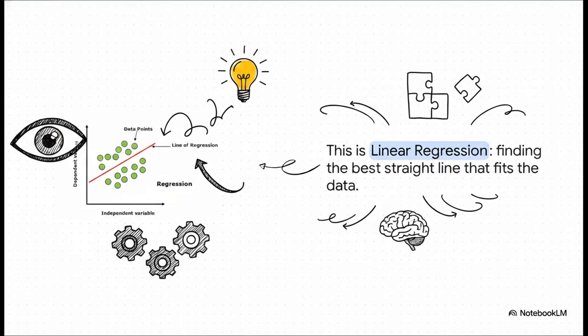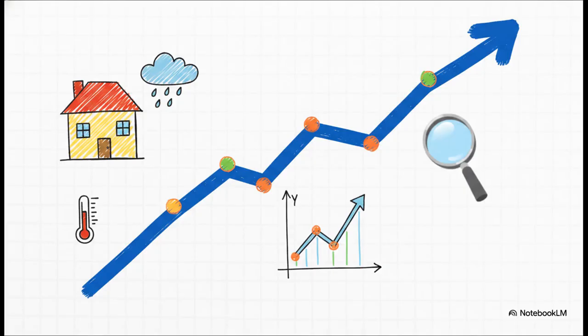One of the simplest, yet most powerful ideas in machine learning is just finding a trend in your data. Take a look here. The algorithm's entire job is to look at this scatter of data points and draw the best possible straight line right through the middle of them. This line, we call it the line of regression, and it captures the basic relationship between the variables. And that is linear regression.